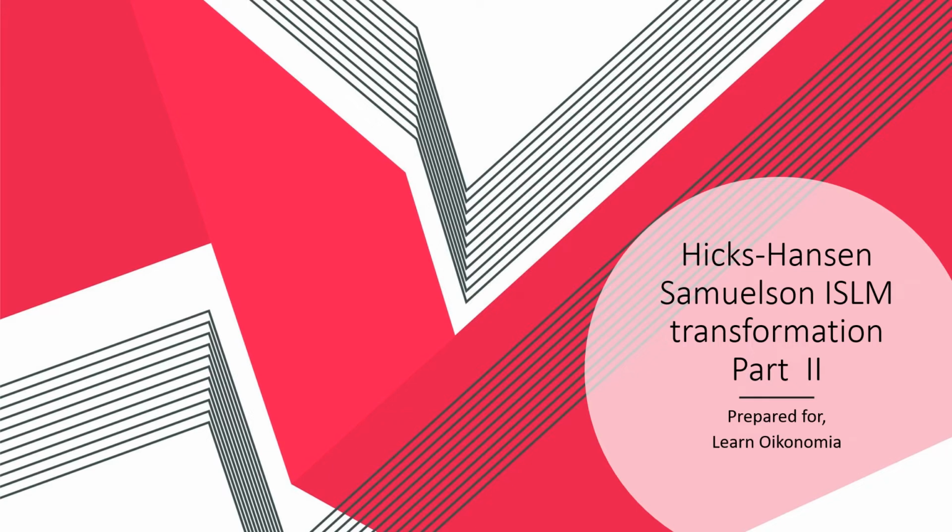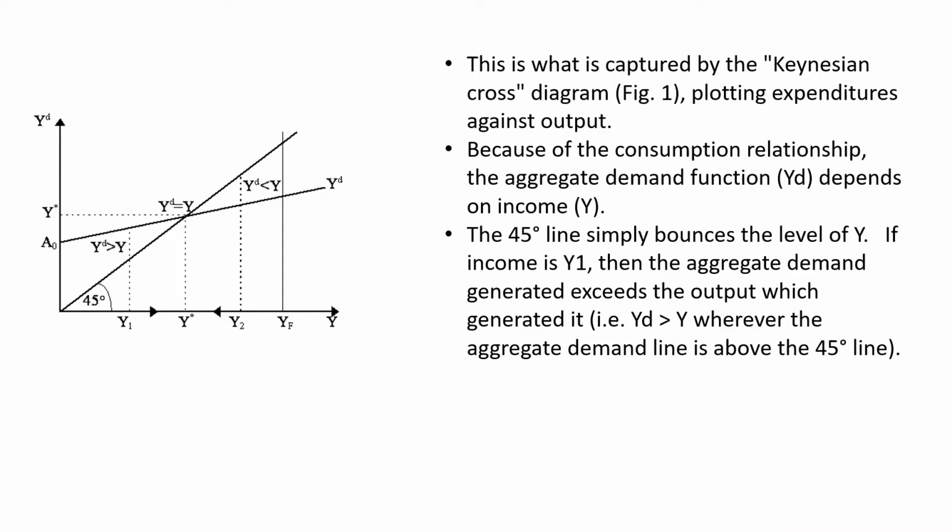Here we are continuing with the Hicks Hansen Samuelson ISLM transformation. We have given an intro regarding this in the previous video. I'll be providing the link of the same in the description box so that you can go through that video first and then come back to this video. We stopped that video by telling about the Keynesian cross.